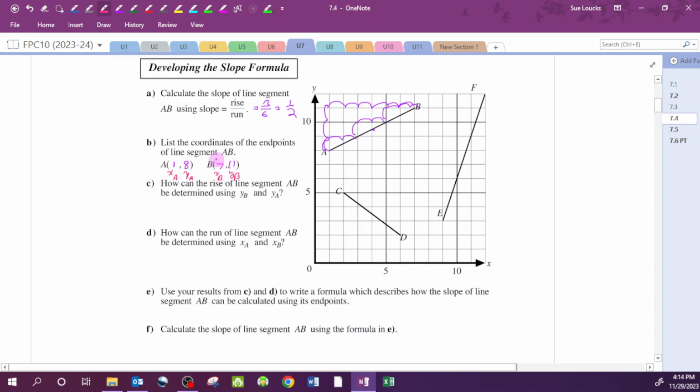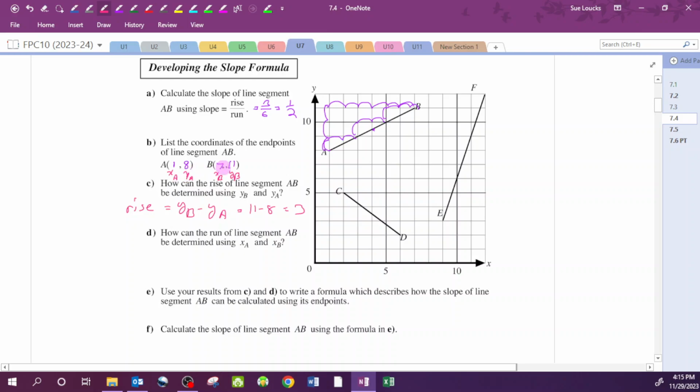So if I want to use Y B and Y A, so that's the 8 and the 11, I'm going to subtract them. We usually write it as subtracting the one that's farther to the right minus the one that's farther to the left. That just gets us the positive rise, the change going off to the right. So rise equals Y B minus Y A. So that is going to be 11 minus 8 equals 3.